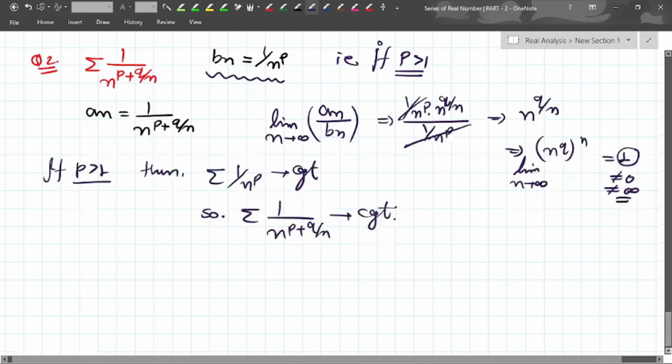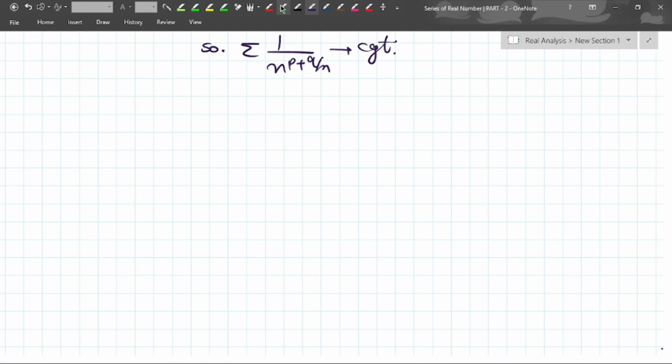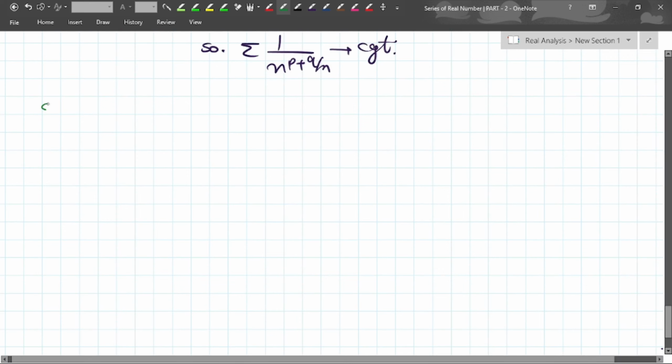Let's say we have a series like this. Example, summation n square plus n plus 1 upon n power 4 plus 1. Then what is bn? bn is 1 upon n square. You can take bn as n power 4 also.